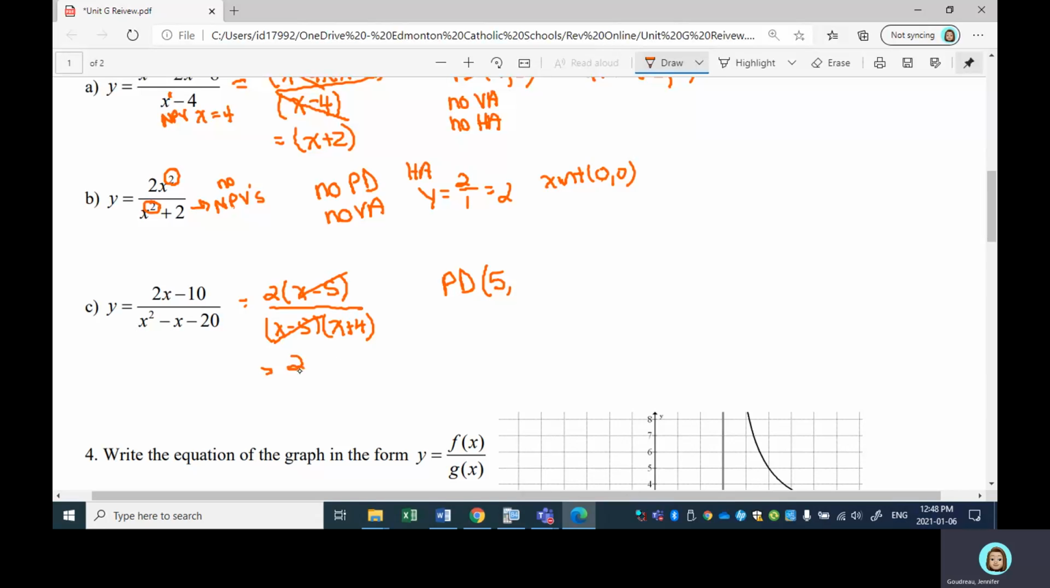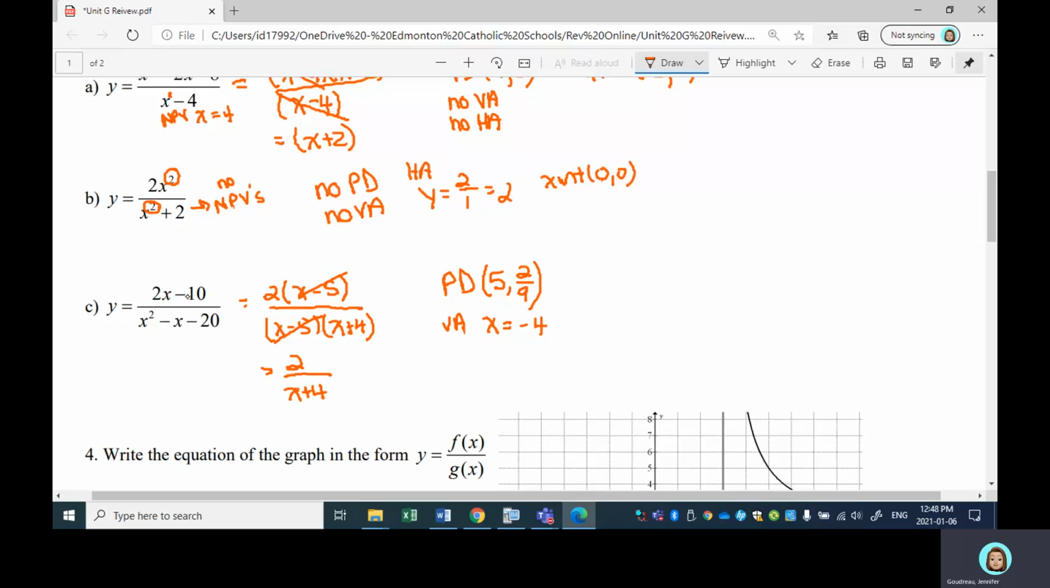When I simplify the function, it becomes 2 over x plus 4. So to get the y value, I take the x value of my point of discontinuity and plug it into this simplified form, which gives us 2 over 9. There's our point of discontinuity. We do still have a leftover factor in the denominator. That's going to give us our vertical asymptote, and again, we use the root of that factor. So x equals negative 4 is our vertical asymptote.